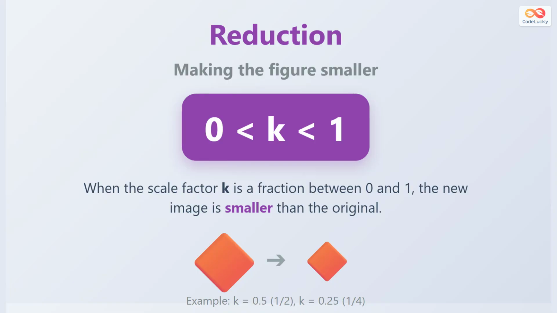Now let's consider the second case. When the scale factor k is between 0 and 1, such as a fraction or a decimal, we call this a reduction. Since we are multiplying by a value less than 1, the new image will be smaller than the original.